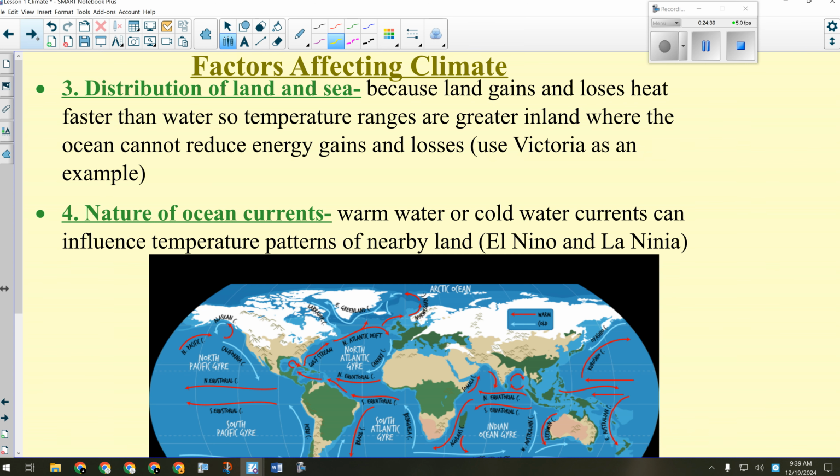All right, a couple of other factors. Distribution of land and sea. Does being near the ocean affect your climate? Yes. In a few ways. It's a big source of moisture. So it's possible, but not always, a situation where you could get greater precipitation. But it can also affect your temperature.